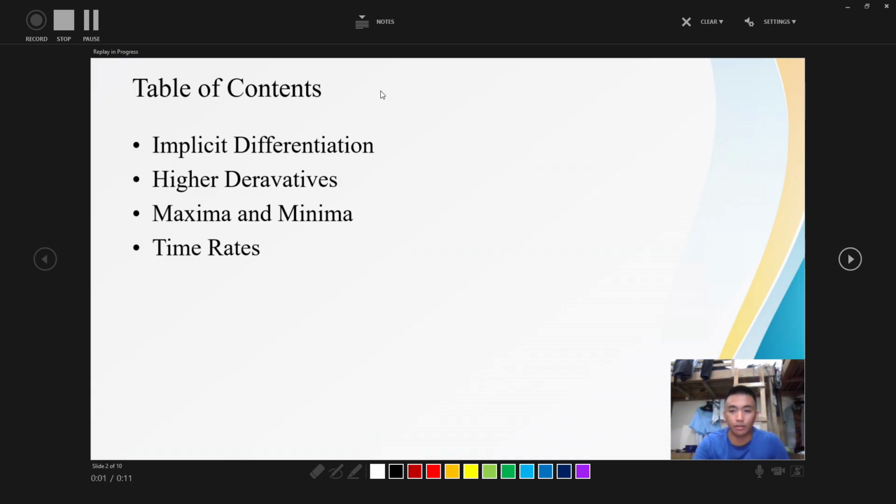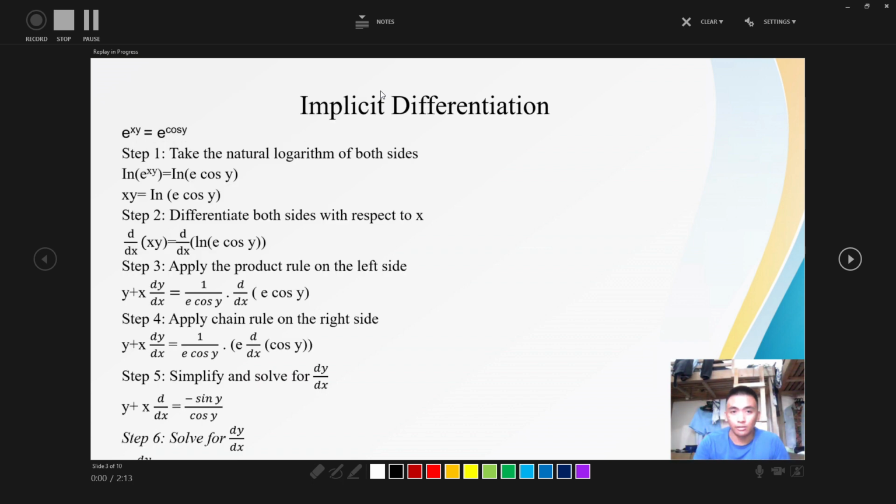So for the table of contents, we have implicit differentiation, higher derivatives, maxima and minima, and time rates. For the implicit differentiation, the one we will solve is e^(xy) = e^(cos y).